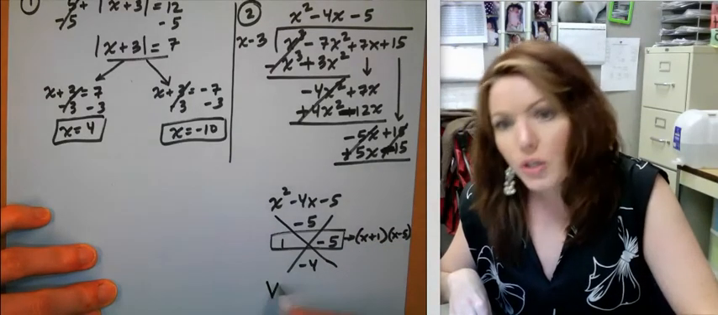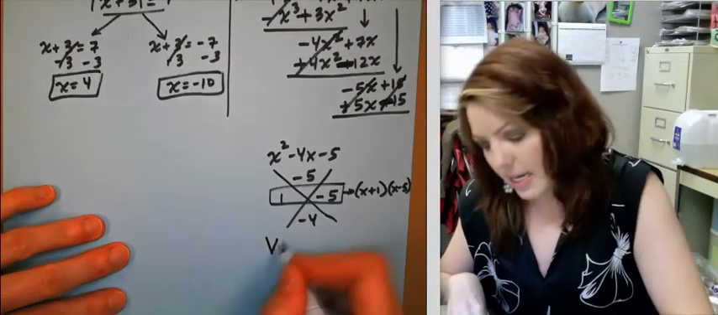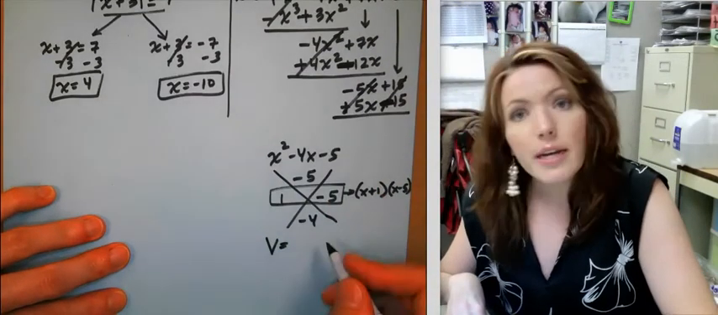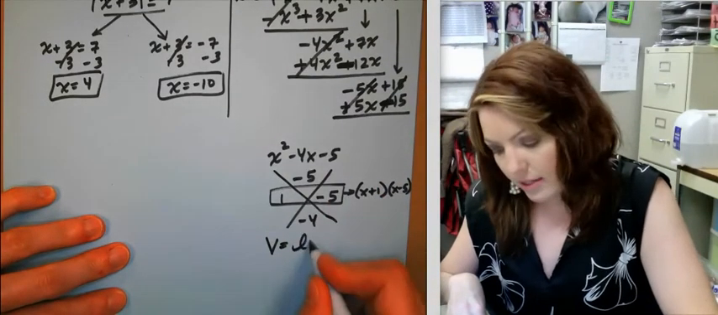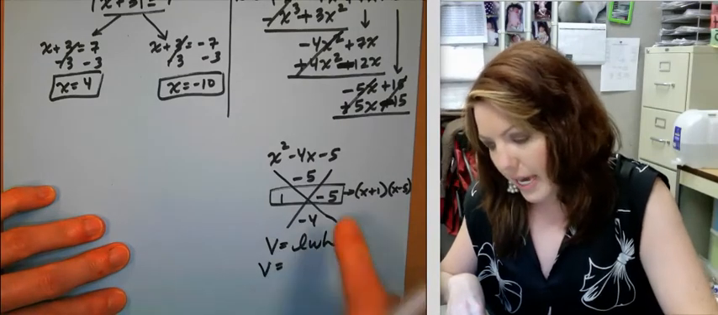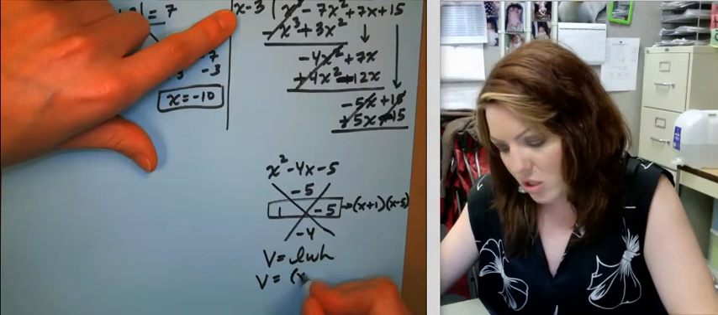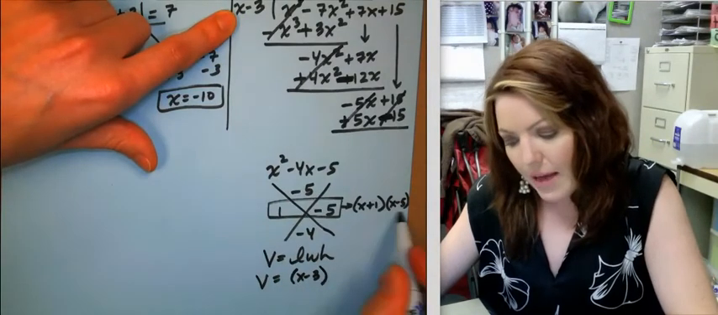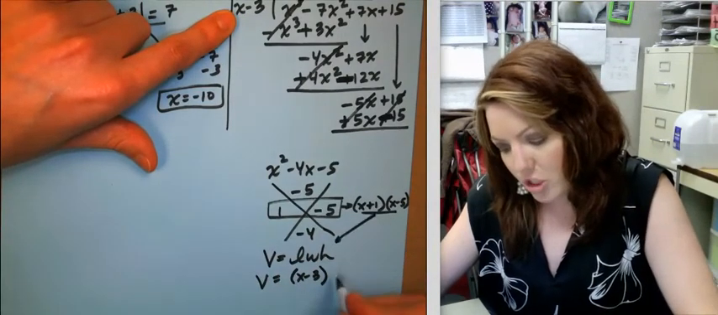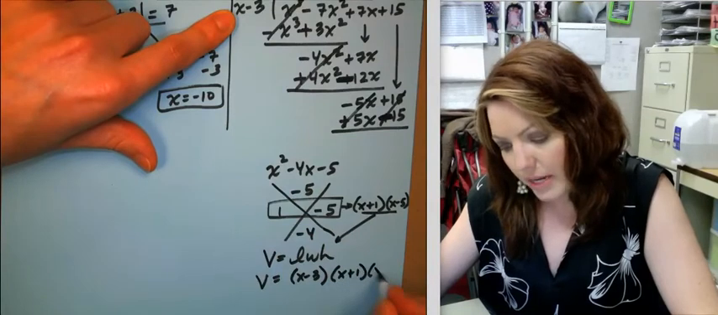So the volume, again, make sure you guys can see this, is length times width times height. So length times width times height. Or in this case, we were told in the beginning of the problem that one of the sides was x minus 3, so let's put that back in. And these two represent the other two sides, so x plus 1 and x minus 5.